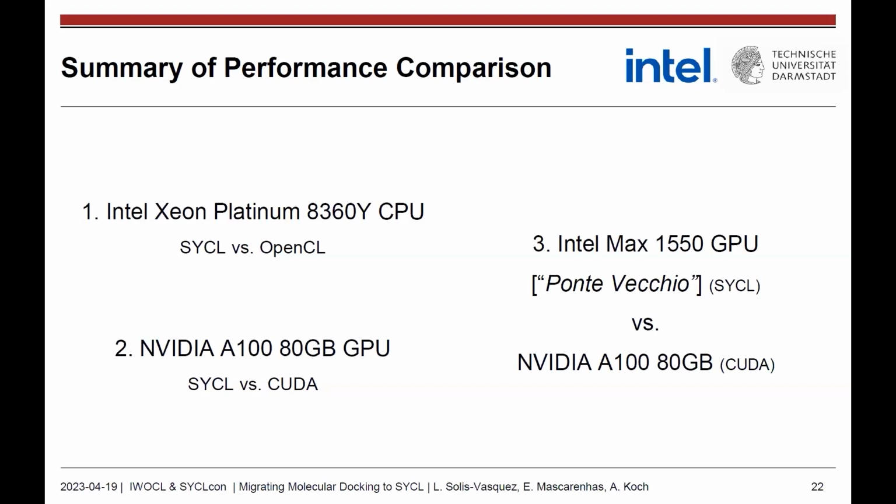In the second experiment, we ran our SYCL version versus the CUDA version on an A100 GPU. And in the third experiment, we compared the performance on an Intel Max 1550, also known as Ponte Vecchio. In this case, the Ponte Vecchio runs SYCL code versus an A100 running the CUDA version.